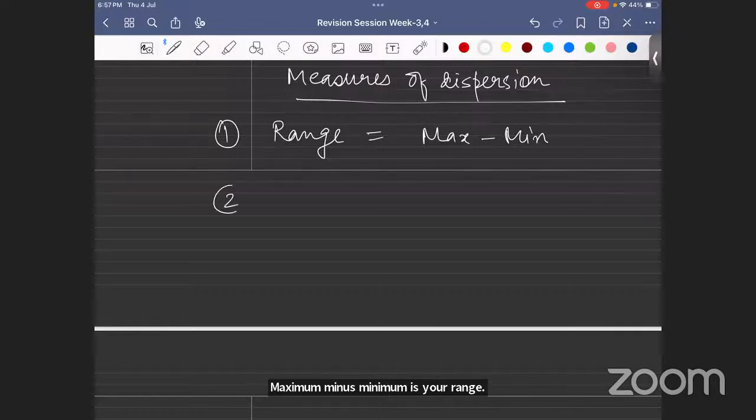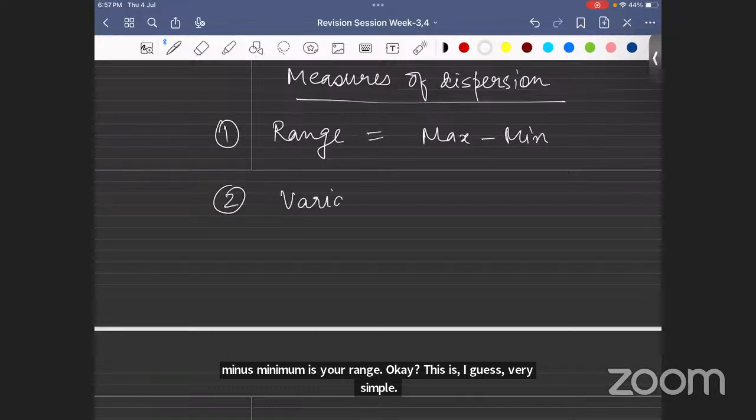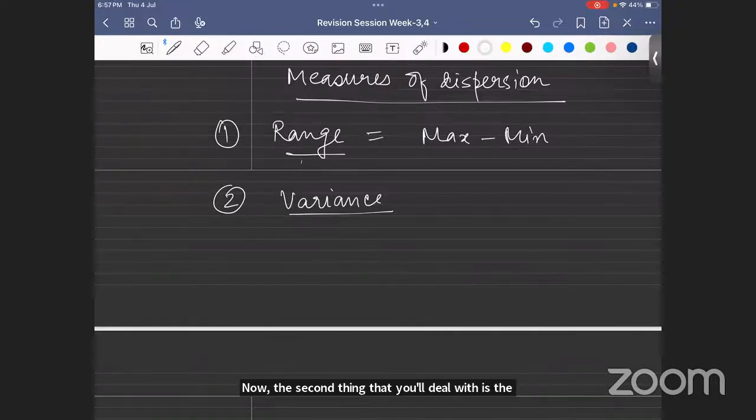Now the second thing that you'll deal with is the variance. The variance is basically the spreadness of the data points. So variance generally means the variability in the data set, how your data point is varying from the mean. So that basically is called a variance.